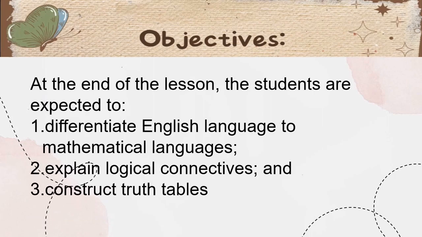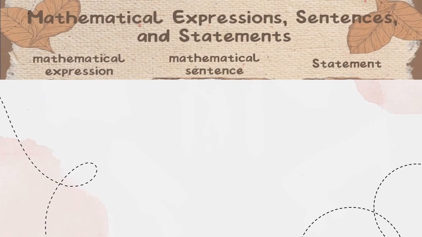As I've said earlier, the students are expected to differentiate English language to mathematical languages and explain logical connectives and construct truth tables. Our lesson 1 is the mathematical expressions, sentences, and statements.